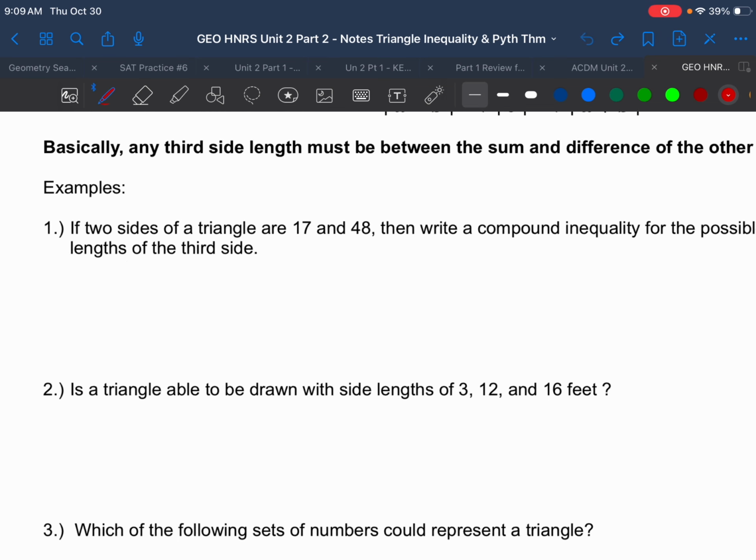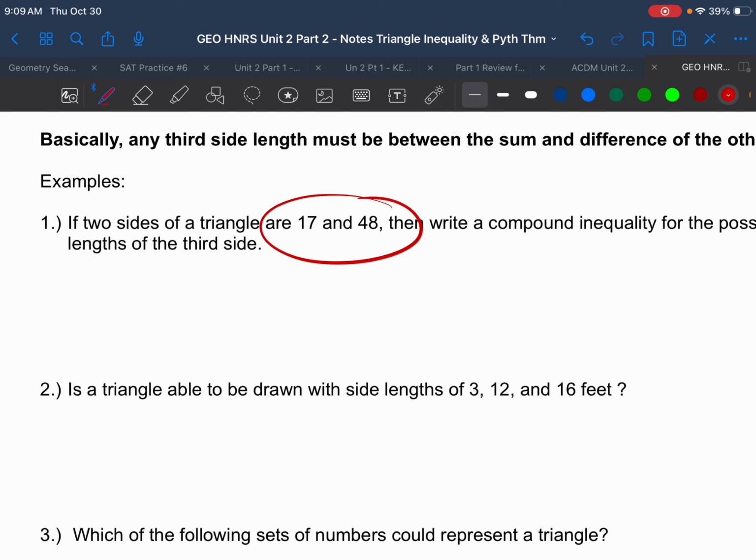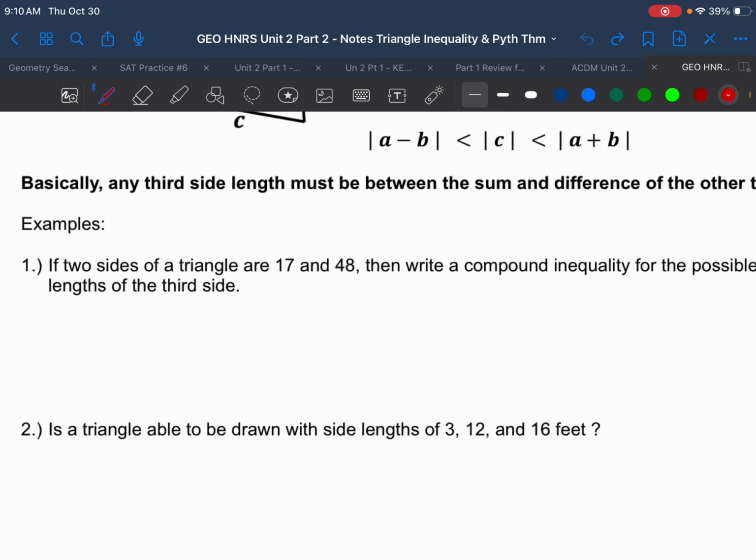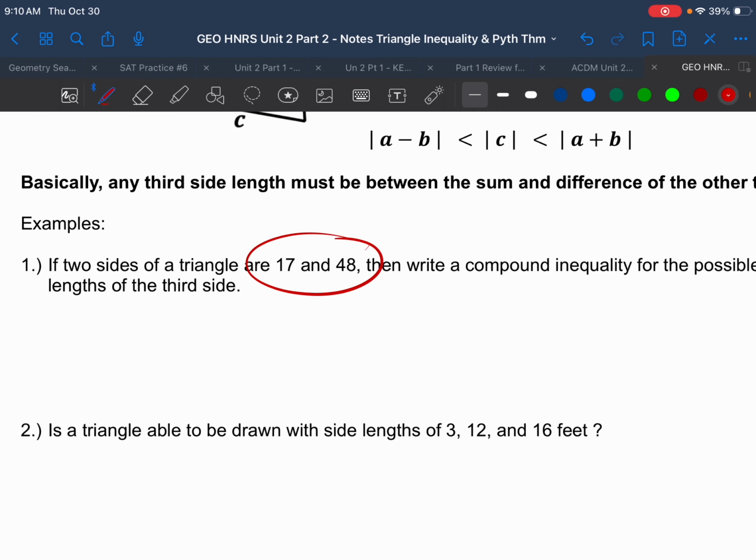So for example, if two sides of a triangle are 17 and 48, this extension of the triangle inequality basically says the following. If you know two sides of a triangle, which we do, then the third side can be anywhere between its sum and difference. So I'm going to take these two numbers and subtract them: 48 minus 17, which is 31. I'm then going to add them: 48 plus 17 is 65.